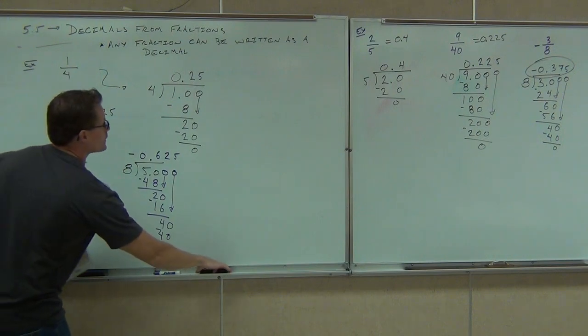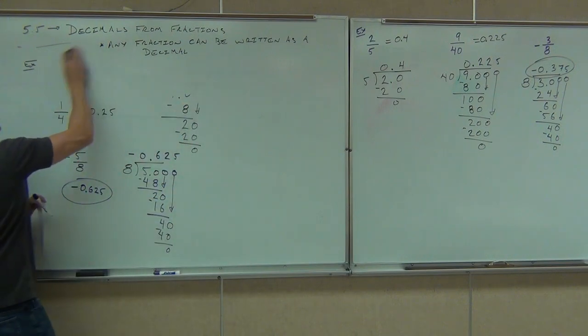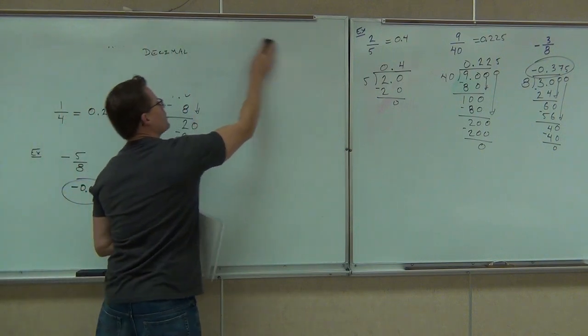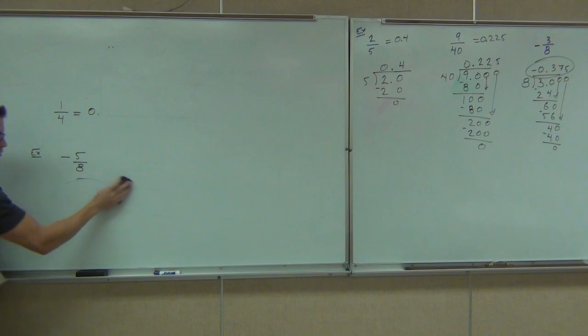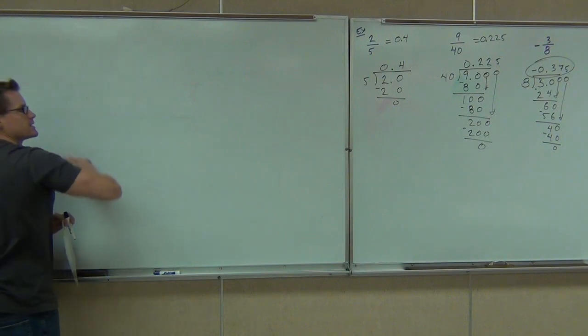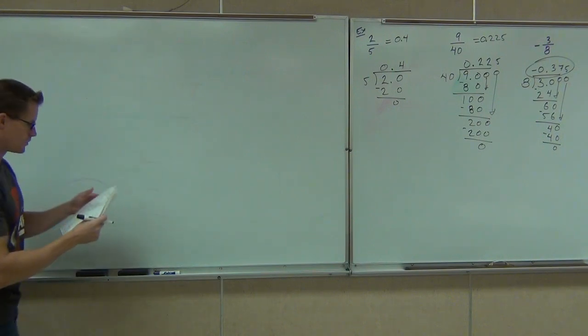So we're moving right along here. We know the idea. We put our numerator on the inside of our division symbol. We put our denominator on the outside. We make sure we've got a decimal there. We add some zeros. We keep adding zeros and keep going until we get a remainder of 0.